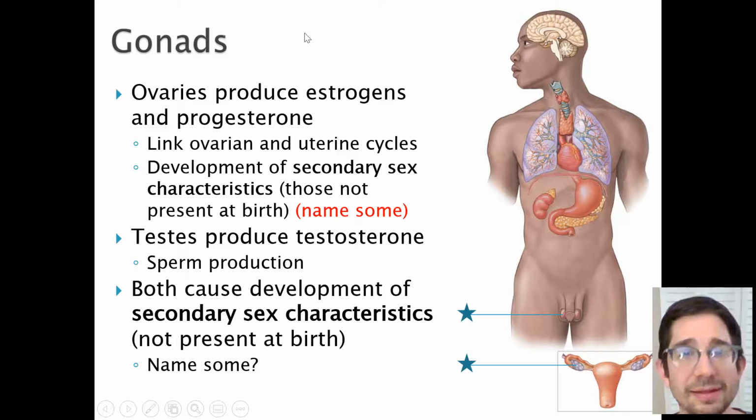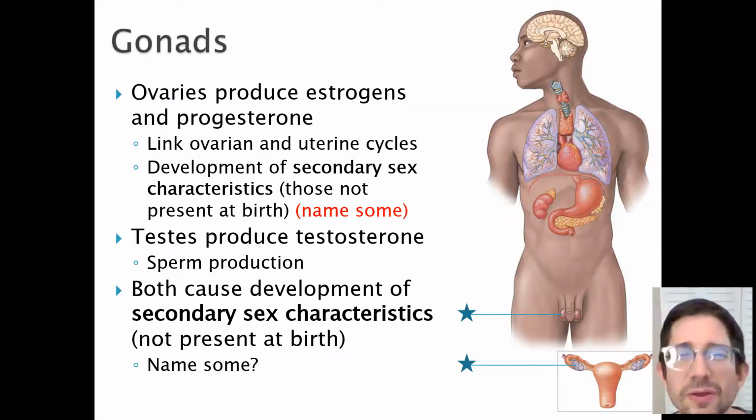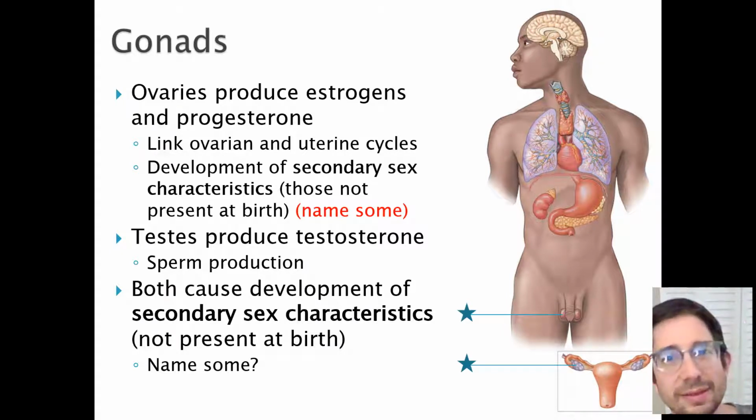Finally, gonads. Testes and ovaries are both gonads. The ovaries make estrogen and progesterone. We'll talk more about those during the reproductive system. Those are kind of linking up the ovarian and uterine cycles. You really want to make sure that when the egg ovulates from the ovary, the uterus is prepared for maybe implantation of a fertilized egg. So these hormones help those two communicate.